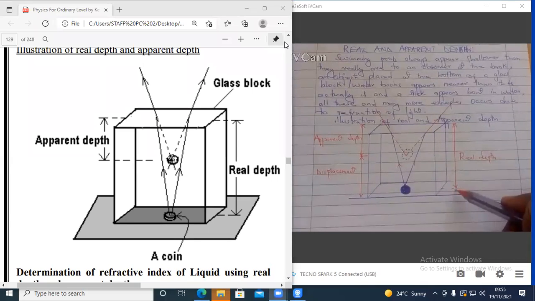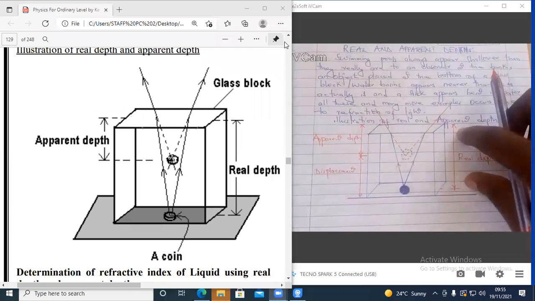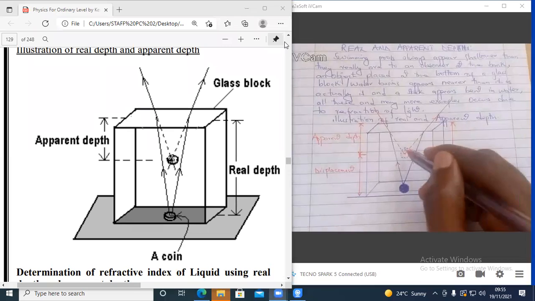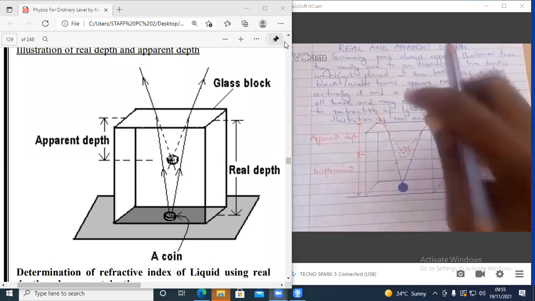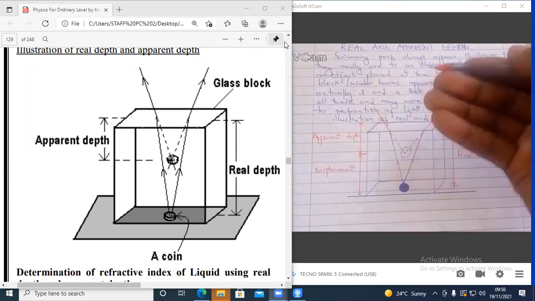So we are saying the distance from the bottom up to the top of the glass block is what we call the real depth. Then the objects, when you are looking from above, appear to be nearer to the surface of the glass block, or to the upper face of the glass block.